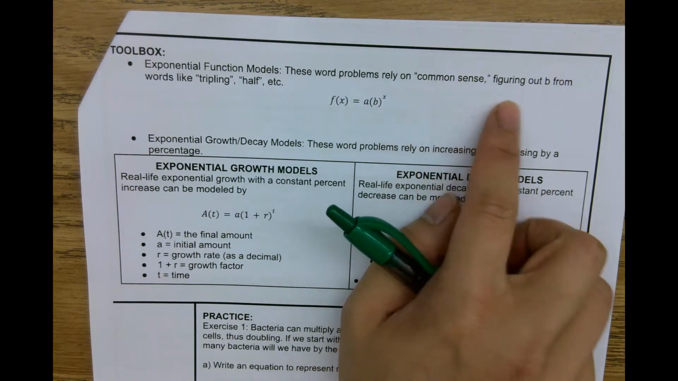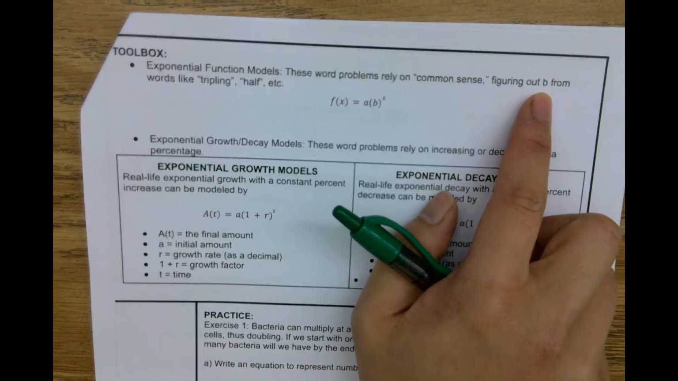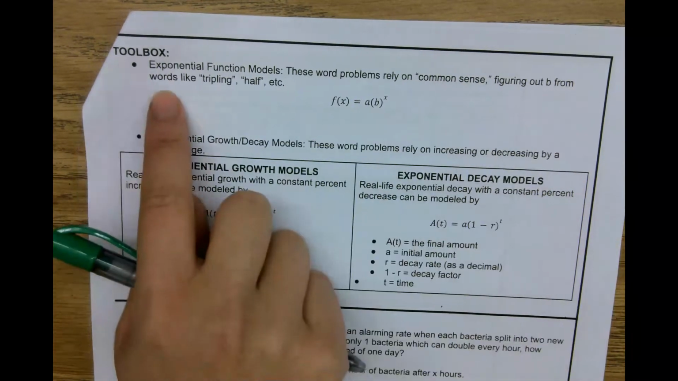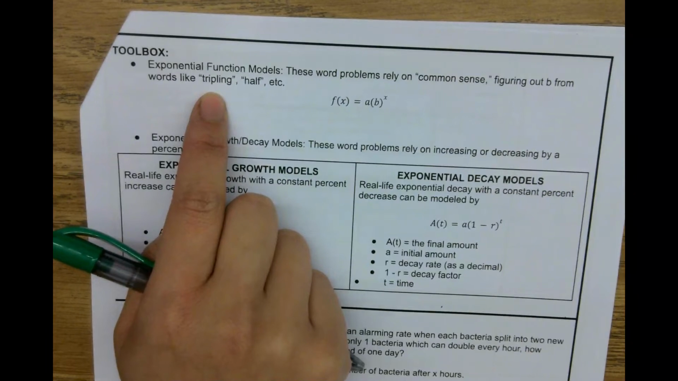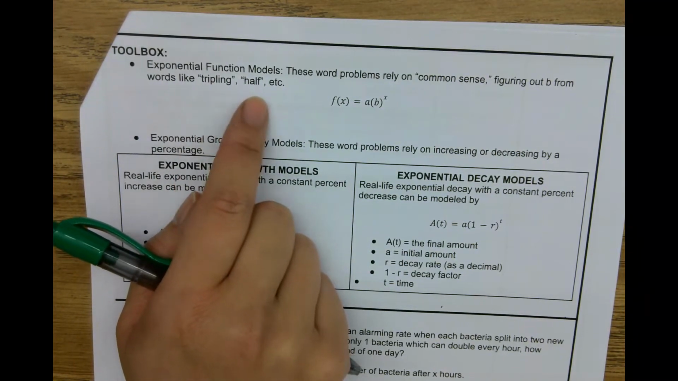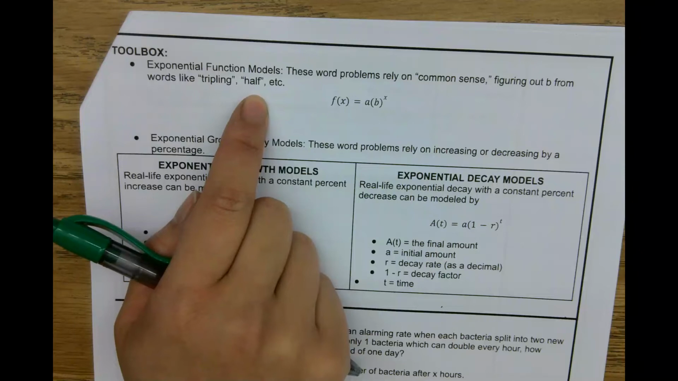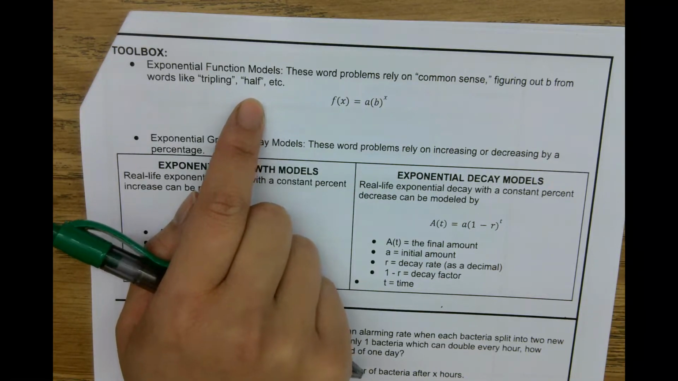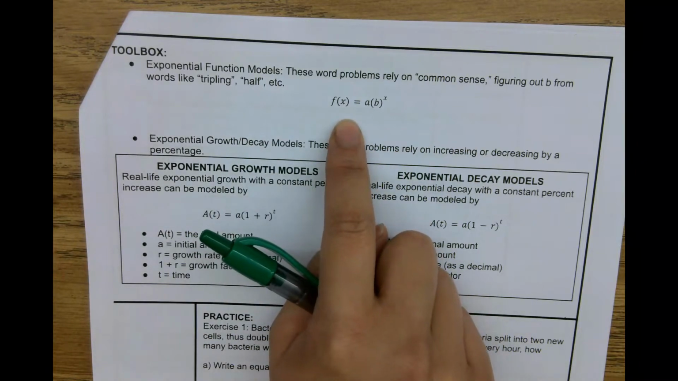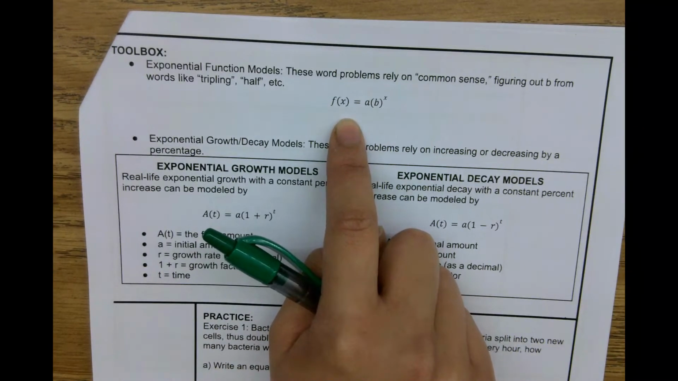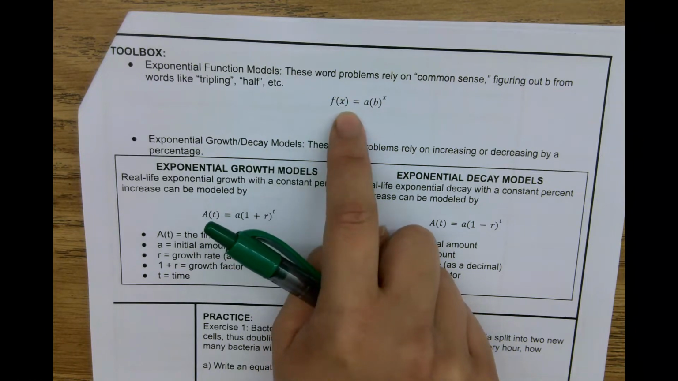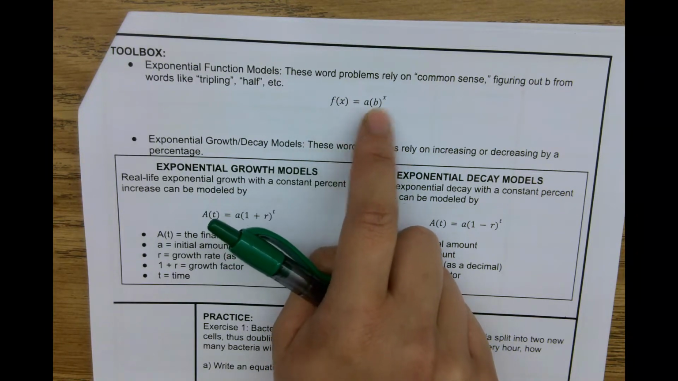Exponential function models, these word problems rely on common sense. What I mean by that is that you can figure out b, or your base, based on words like tripling. That tells us we're multiplying by 3. Doubling means we're multiplying by 2. If it says something like half or halving, then we know we're multiplying by a half. And exponential functions, as we've seen, follow this pattern: f of x, also known as y, equals a times b to the x.